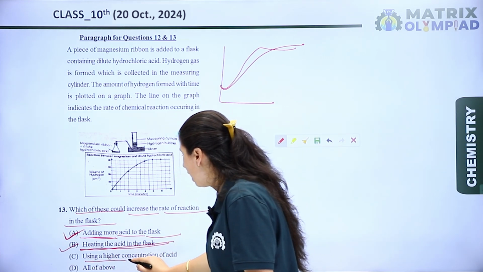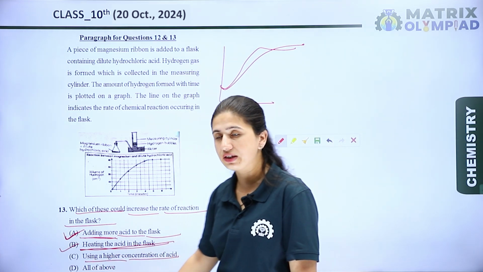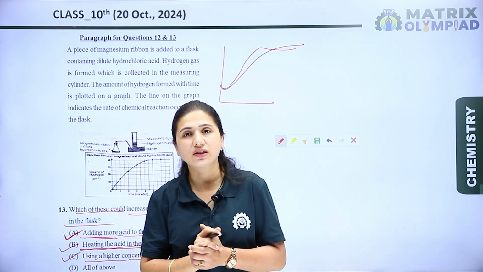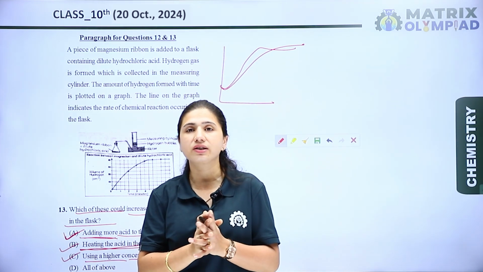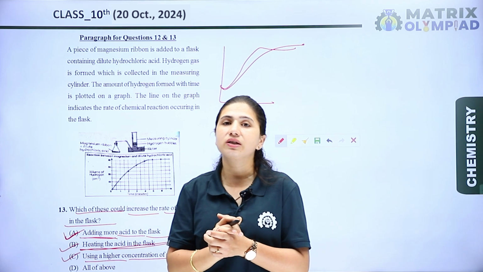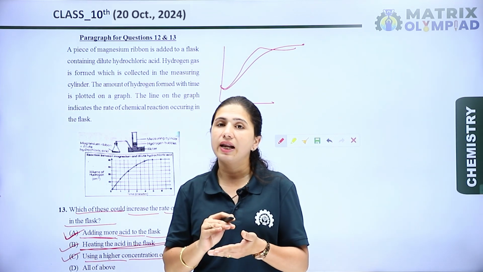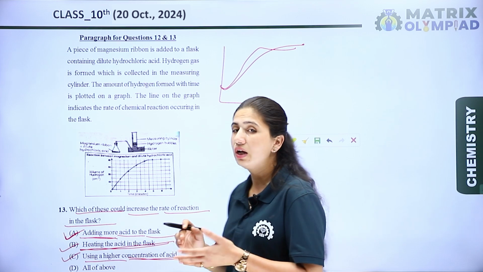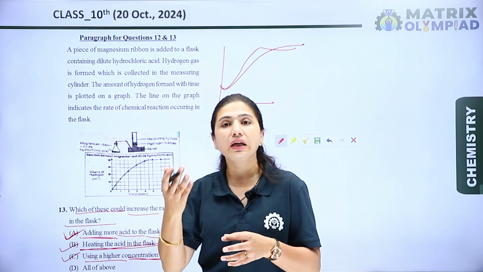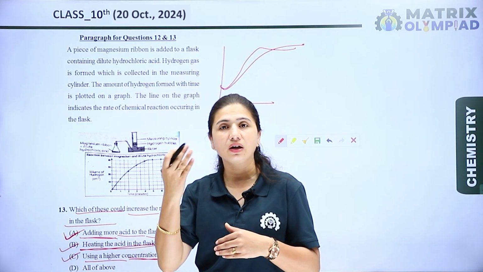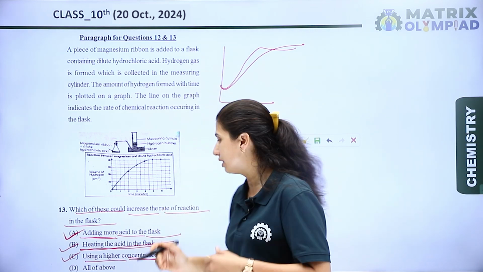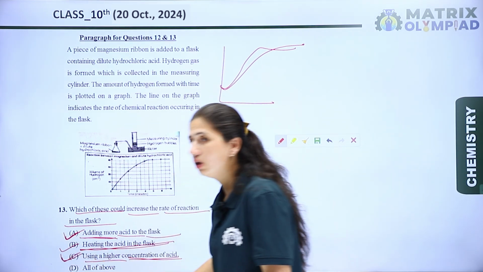Next, using a higher concentration of acid. Yes, it is also a right statement. If we use two types of acids, dilute acid and concentrated acid, in the dilute acid the amount of acid is less and the amount of water is high, but in the concentrated acid the amount of acid increases, and then automatically the rate of reaction also increases. So option C is also a right option.